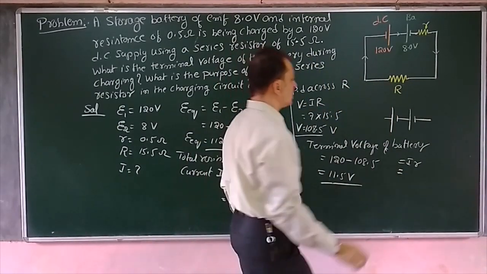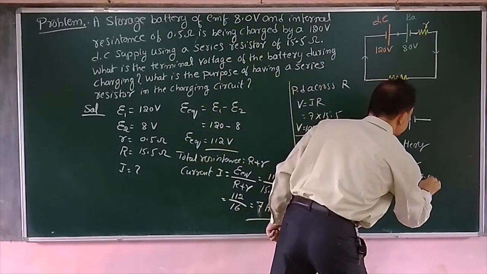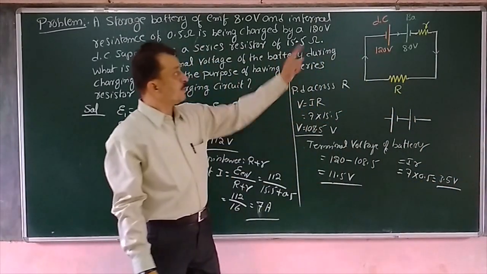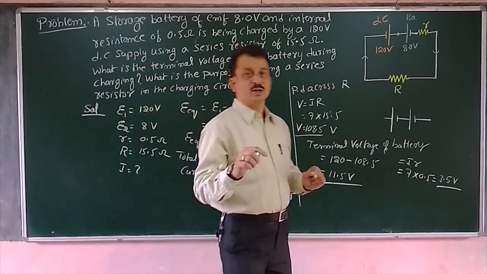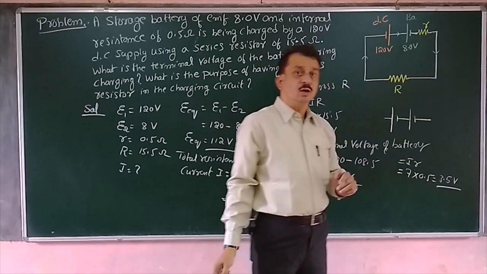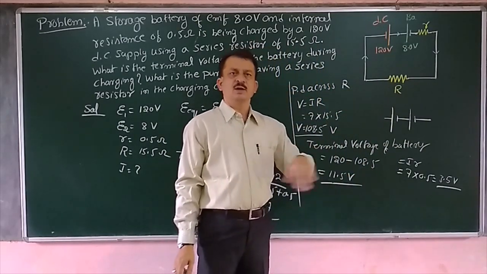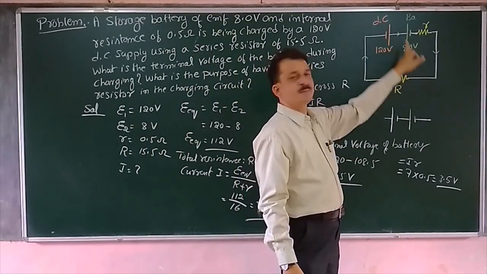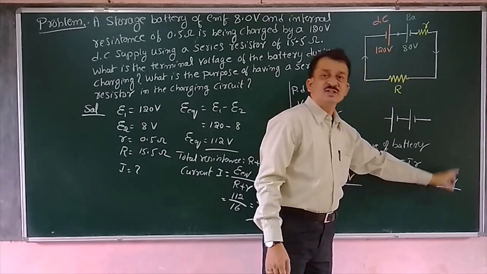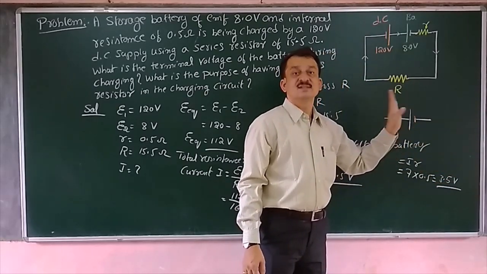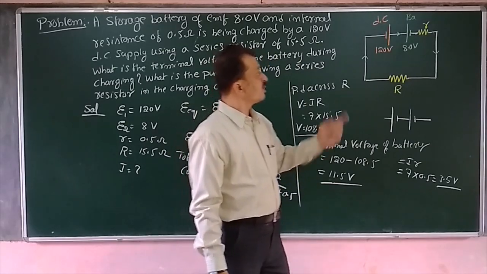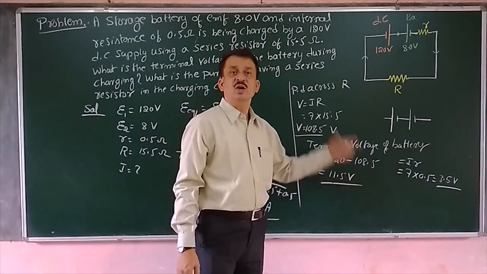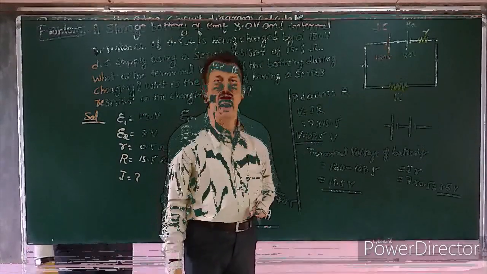The voltage drop inside the internal resistance becomes I into small r. I is 7, small r is 0.5. That means 3.5 voltage is dropped. Only 4.5 voltage is available for charging an 8 volt battery. So therefore, since we require 8 volts to charge this battery and 3.5 volts is dropped inside the battery, we require minimum 8 plus 3.5, that is 11.5 volts to charge that battery.